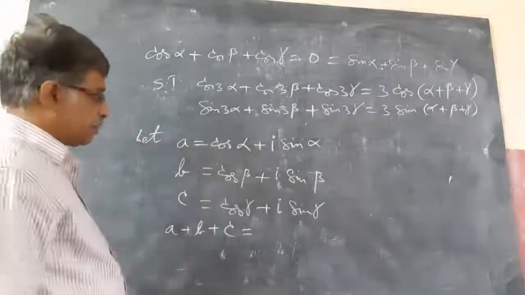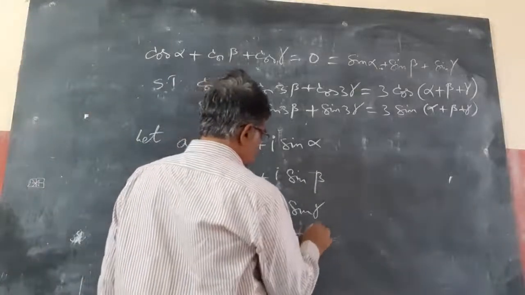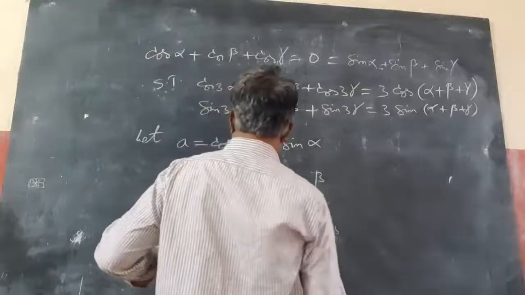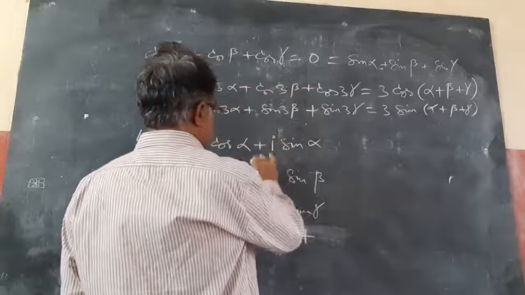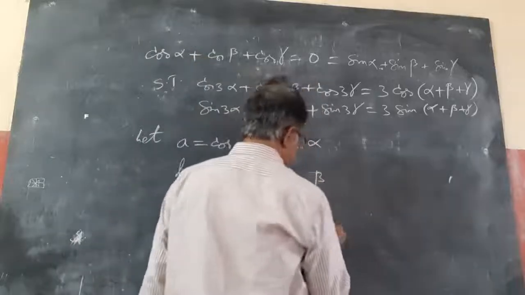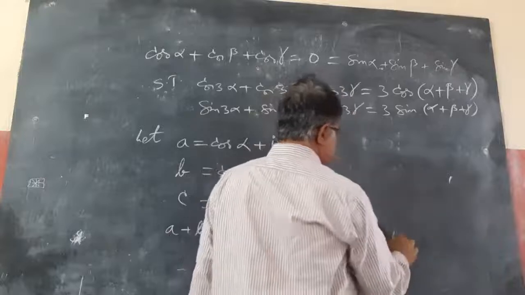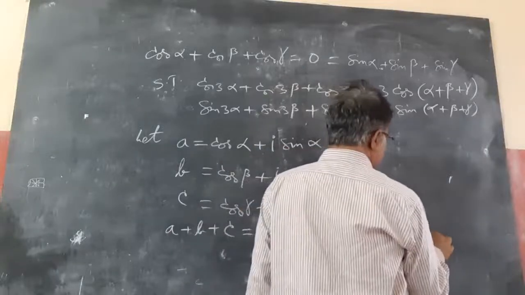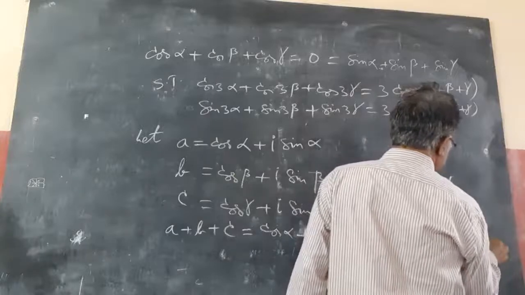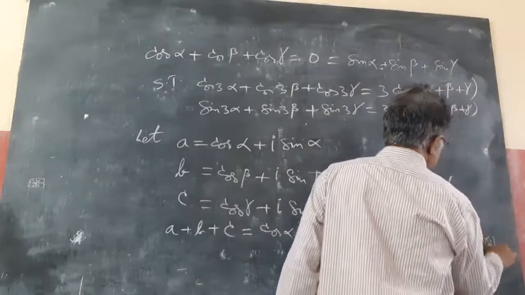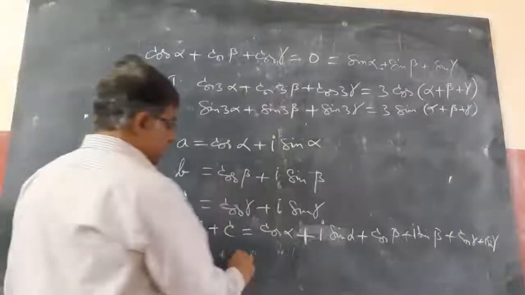What is A plus B plus C? So, cos alpha plus cos beta. I will write one more step further. A is cos alpha plus I sin alpha, B is cos beta plus I sin beta, plus C is cos gamma plus I sin gamma.